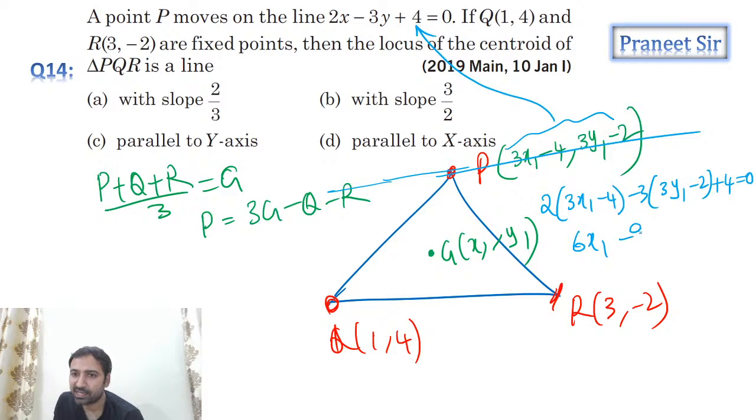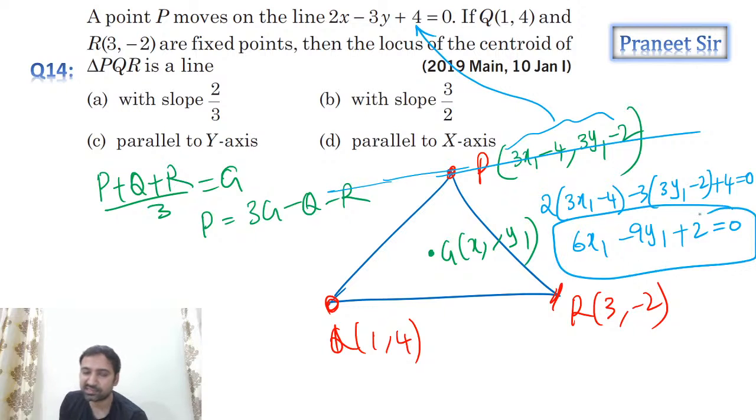6x1 minus 9y1 minus 8 plus 6 plus 4. 6 plus 4 is 10. 10 minus 8 is plus 2, equals 0. Okay, this is a locus, guys. Yes, this locus is a straight line with a slope.